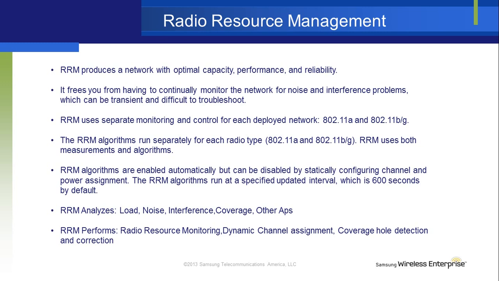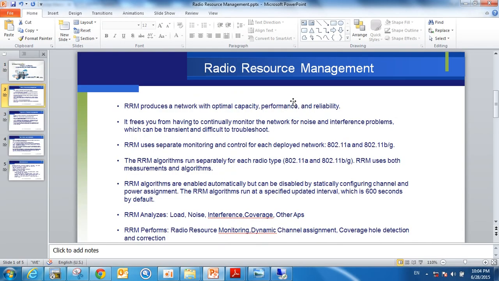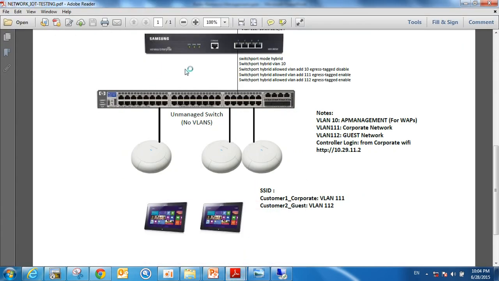We don't even, we just statically assign that. The RRM algorithms run at a specified update interval, which is about 600 seconds by default. Just to give you an example, if you look at this network over here, what actually happens is an access point sends an RRM neighbor message. All the neighboring access points receive that message, and based on what kind of power level they receive it at, and what kind of noise they sense when they receive that particular message, they send all that information.